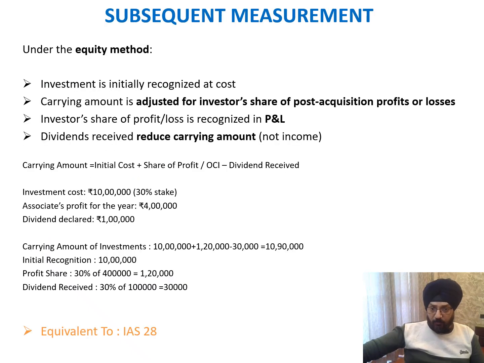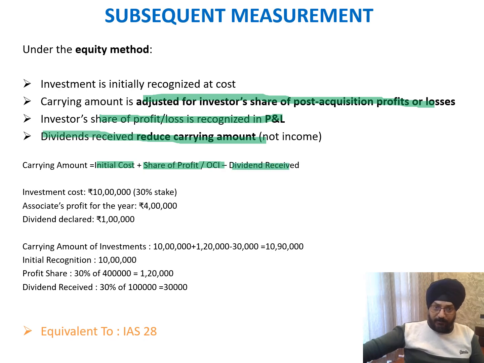Okay, now we have looked at how we recognize the investment in associate at initial recognition. Let's look at what will happen in the subsequent reporting period. Under the equity method, the investment is initially recognized at cost. We know this. The carrying amount is adjusted for the investor's share in the post-acquisition profit or loss. The investor's share of profit and loss is recognized in the P&L, and dividends received are reduced from the carrying amount. So the carrying amount in the subsequent period would be equal to the initial cost plus share of the profit or loss or OCI minus the dividend received.